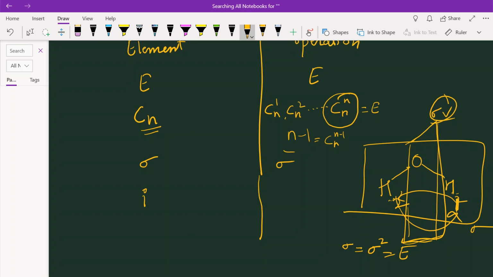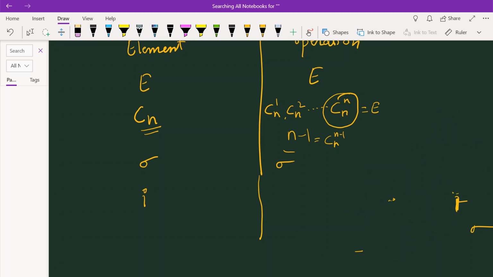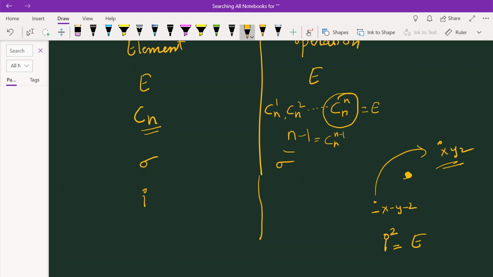Now I, center of inversion. Let me take a different example. For example, you have a point x, y, z, and this is the center of inversion. Now your x, y, z moves through the center of inversion to minus x, minus y and minus z. If you apply the center of inversion again, you will get your original molecule back. This indicates that I square also gives you the identity molecule. So in this case, the number of operations involved is only one, that is I.